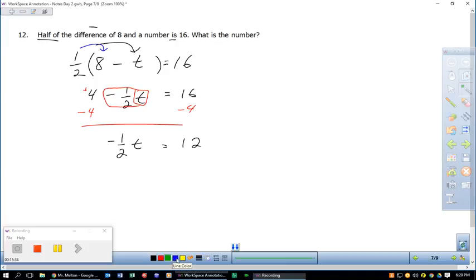All right, now at this point, I need to get rid of this negative 1/2 t. These are multiplied. So you really have two choices. You can divide by negative 1/2. Okay, so let me write this twice here, and I can point out what I'm going to say. Negative 1/2 t equals 12. You can either divide by negative 1/2. Be careful if you type that in your calculator. Or you can multiply by negative 2/1, the reciprocal.